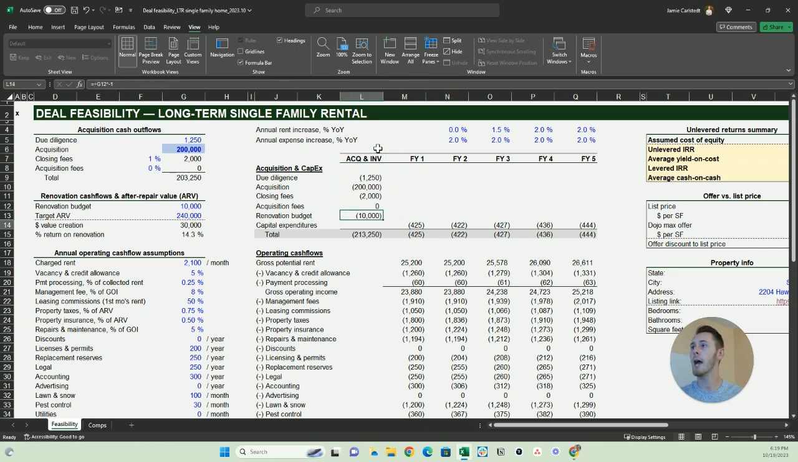So now we have the gross rent. We're growing that $25,000, and we're doing 1 plus that rent increase, and we're just building that out over the years and increasing it. So then vacancy and credit allowance.